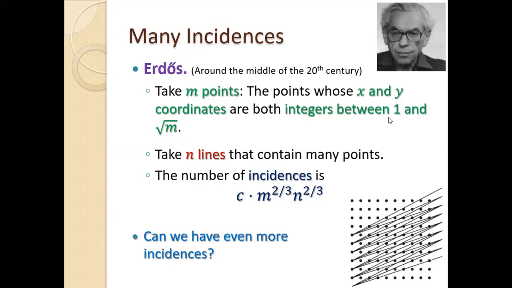Yes. So Erdős got that the number of incidences here is approximately the number of points to the 2/3, the number of lines to the 2/3, times some small constant. So you might want to think of C as 5 or 10 or something like that. Okay, it doesn't depend on the number of lines, doesn't depend on the number of points. It's just some small constant. Let's call it 10.